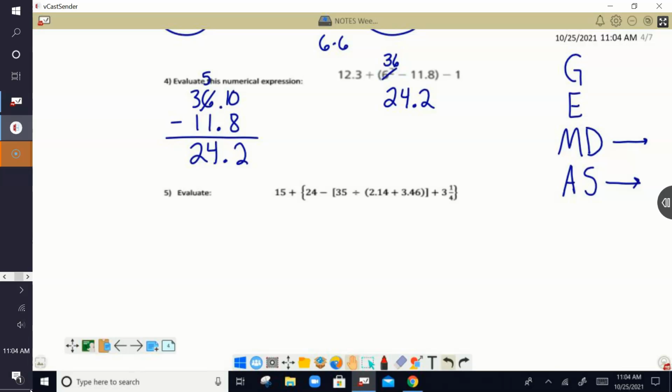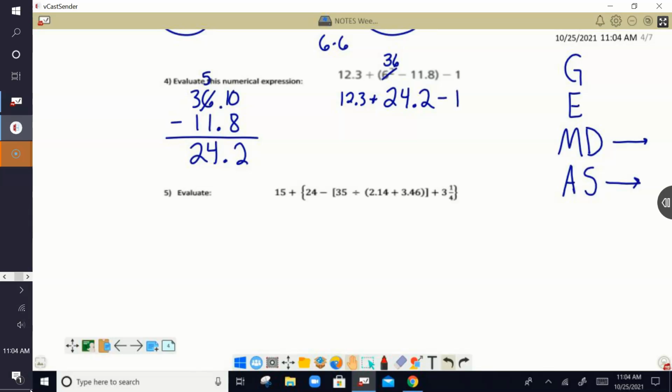That's how we got 24.2. So we've got this. Now the process skill is to copy everything else out. I did one problem, now I'm copying. Look, underneath the plus sign, I'm copying out the plus sign. I'm copying the number 12.3. I'm going to copy back here, minus 1.